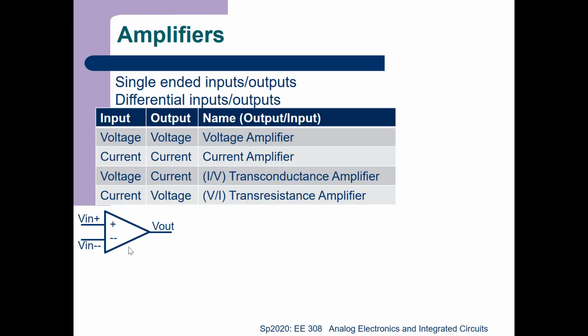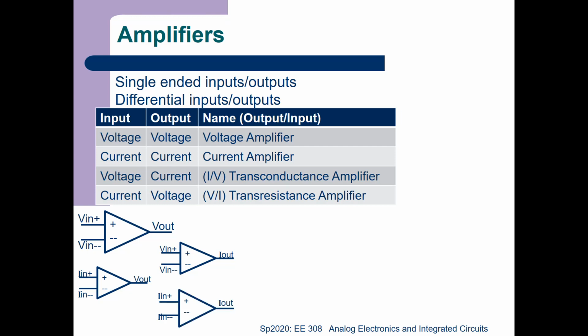This right here, what would you call it? This is a differential input, single-ended output voltage amplifier. How about that one? Current in, voltage out. So that is a trans-resistance amplifier. It's a differential input, single-ended output trans-resistance amplifier, trans-impedance amplifier. How about that one? Differential input, single-ended output, transconductance amplifier.